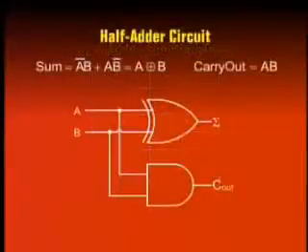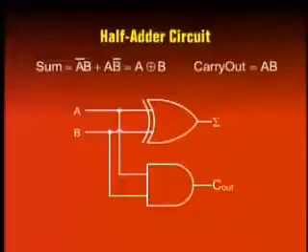Let us have a look at the Boolean expression representing the sum output. It can be directly derived from the function table. The expression is A bar B plus A B bar. Now this expression is equivalent to A exclusive OR B.